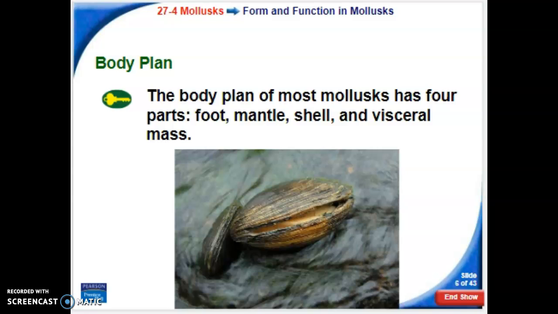Although they come in different forms, their body plan is very similar. They have a foot, they also have the mantle. Some have the shell, and then they have a visceral mass. A visceral mass is pretty much a mass of internal organs.